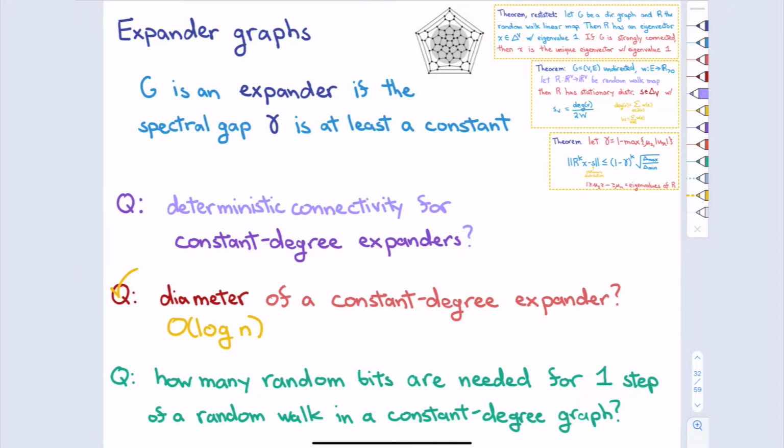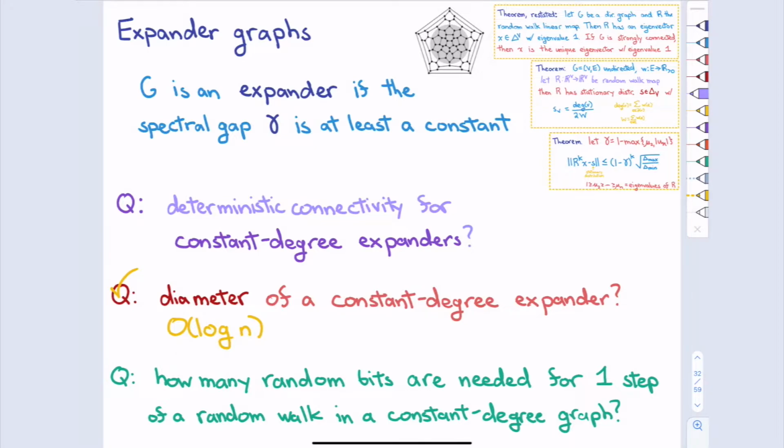All right, here's another question. This one's simpler. Imagine I'm executing a random walk on a constant degree expander. Each step I need to generate some random bits to choose the next neighbor. How many bits do I need for each step? Constant. There's a constant degree. As opposed to if I had degree n, you'd need log n bits or something like that, right?